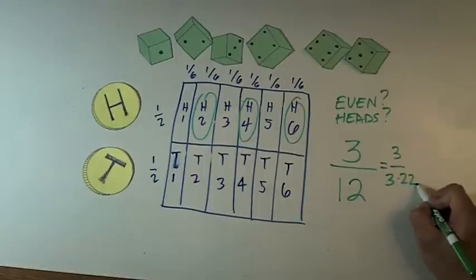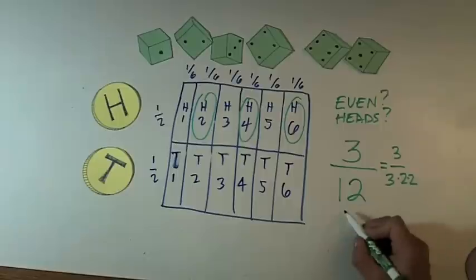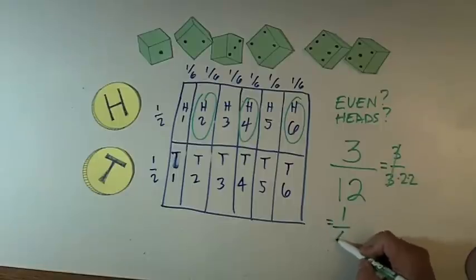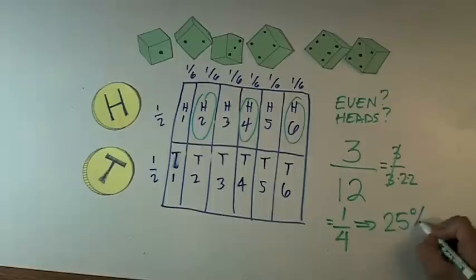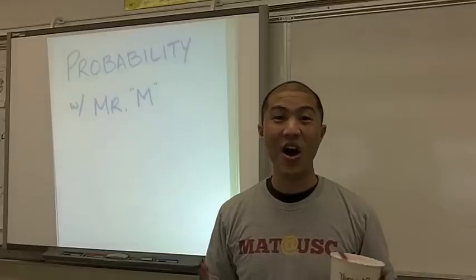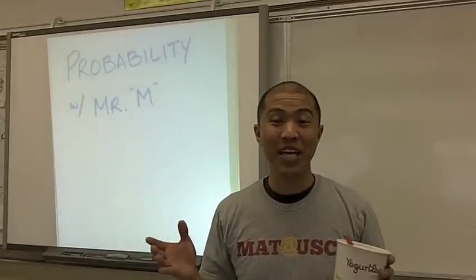It's 3 over 12. Decompose 3 3s. They make a 1 there. And then we are left with 4. So 1 over 4. And that is 25%. 25% chance of getting heads and an even number on your die. All right, congrats guys, you did a good job so far.